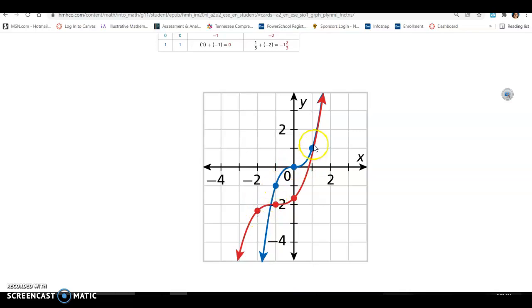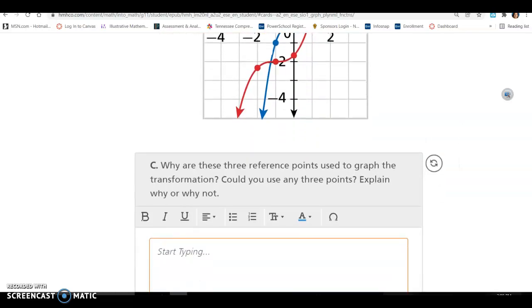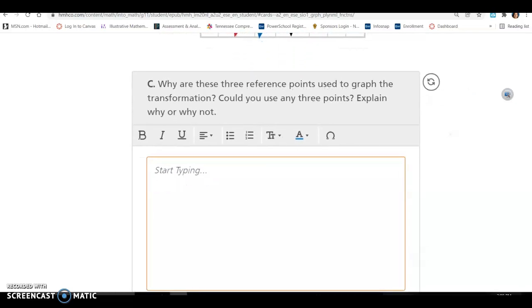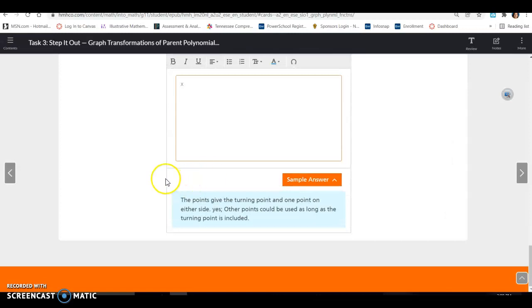These are just the turning points. You can use any points you want, but these are good reference points to use for sketching a graph of a transformation. Alright, it says why are these 3 reference points used to graph a transformation? And again, I would say that's just like the turning points. So it says the points give you the turning point, and the 1 point on either side.